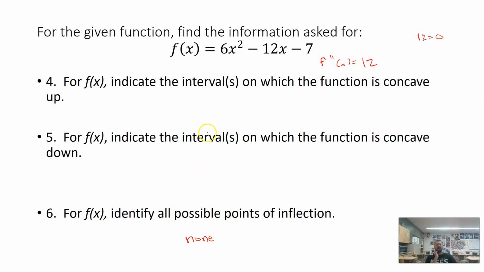On numbers 4 and 5, we have to indicate where the function is concave up and concave down. When I look at this, since the number 12 is a positive number, that means the second derivative is always positive. So that means the original function is always concave up. So we'd say from negative infinity to positive infinity, which means it is never concave down. And again, hopefully that kind of makes sense as to why those things are true.